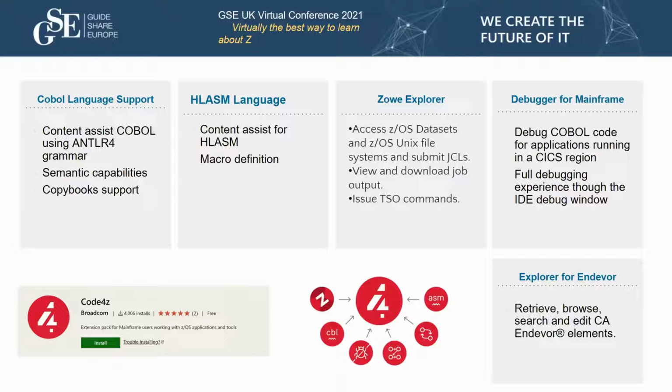The core of this is Zoe Explorer. You can access your z/OS datasets, Unix file systems, submit JCLs, view and download job output, and issue TSO commands. Another big part of coding is debugging, and this pack also contains a debugger for mainframe, so you can have your full debugging experience through the IDE debug window. And after your code, you can retrieve, browse, search, and edit elements that are based in Endevor. So that takes care of some of your version control management.